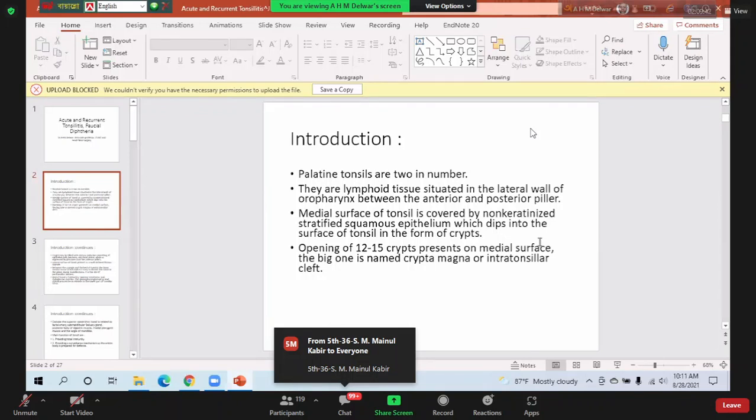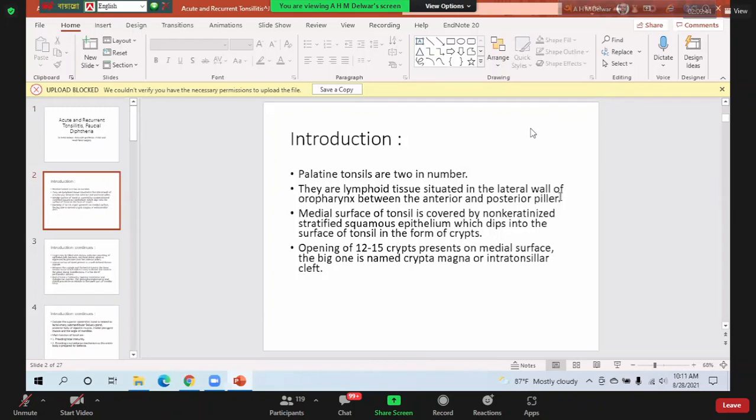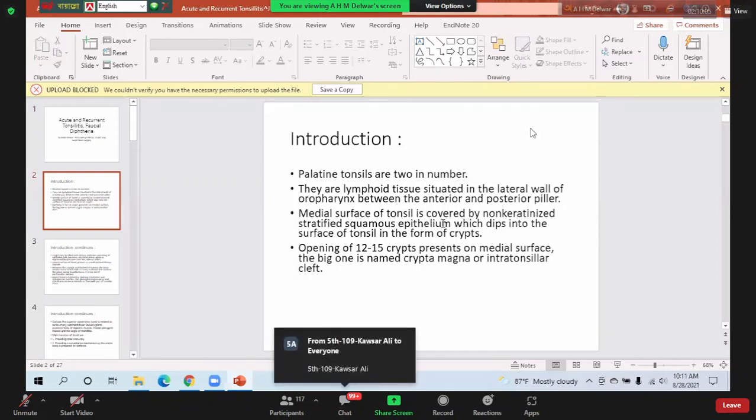There is lymphoid tissue situated laterally, on the lateral wall of the oropharynx. The pharynx is divided into nasopharynx, oropharynx, and laryngopharynx. And the palatine tonsil is placed in the oropharynx and between the anterior and posterior pillar. This is the basic anatomy, applied anatomy of the tonsil I described.